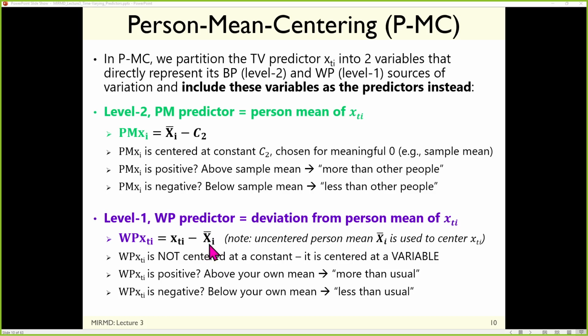So x bar I, that's the variable that's being subtracted here. What is happening is that we are literally carving up the time-varying x into its between-person mean differences part and its within-person around-the-mean part. And we're putting those two new pieces into the model instead. So XTI is gone. It's been replaced by the pieces.